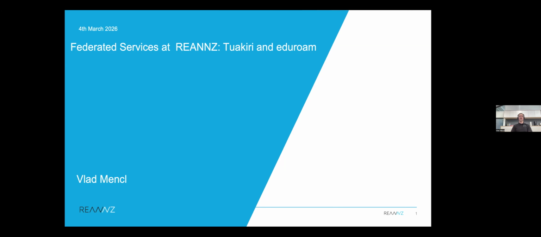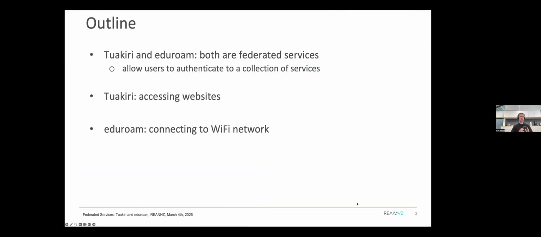I will take you through the Tuakiri and eduroam federated services. And it may sound a bit weird why both of them are here at the same time. They are different, but what they have in common is that both are federated services in the sense that they allow users from different organizations to authenticate to a collection of services.